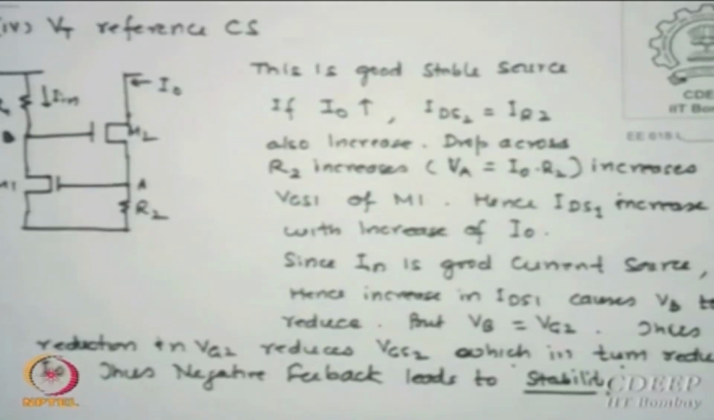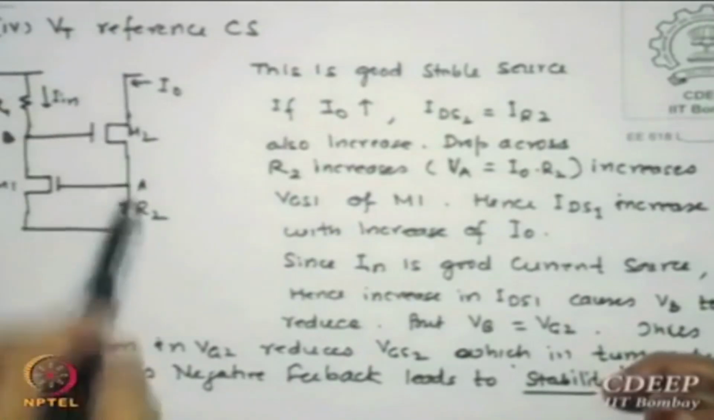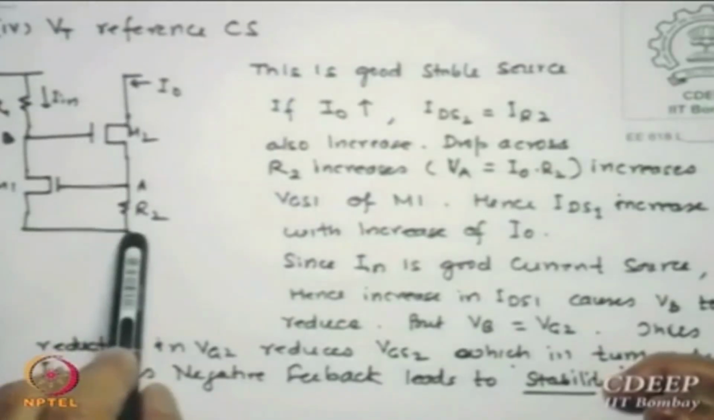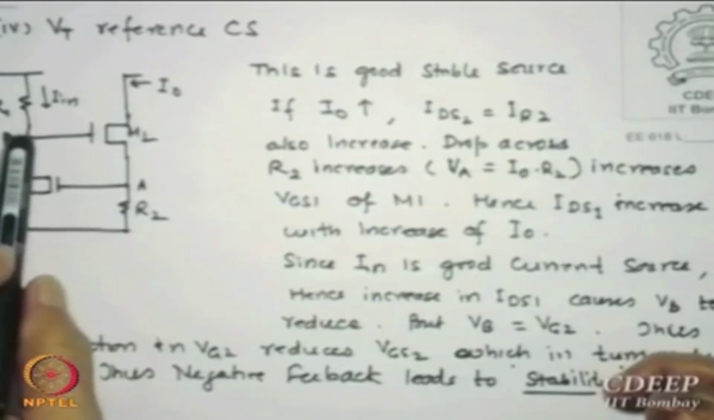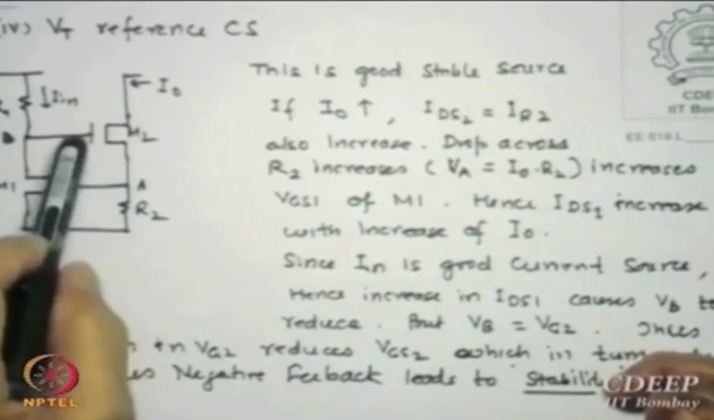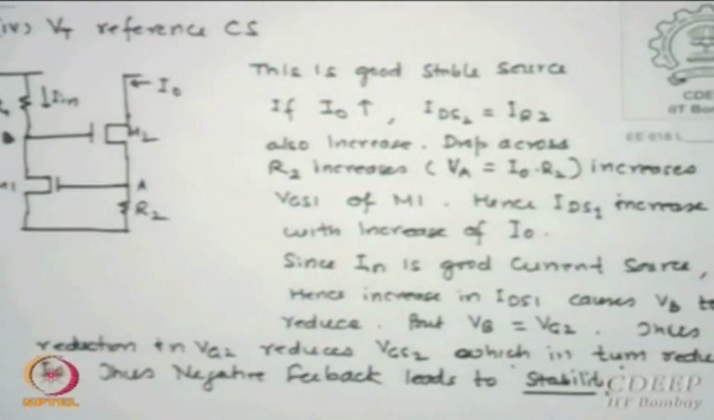The advantage of this is that it is a good stable source. If I0 increases, as we have done already in Wilson, the drop across this increases, so the VGS of this increases, so this current increases and this drop decreases because of the saturation point. This reduces the VGS for this, and it feeds back to itself to a constant value as we did earlier, okay.